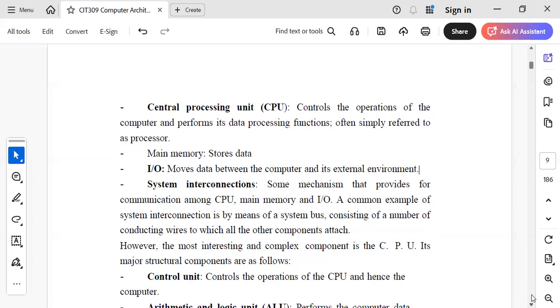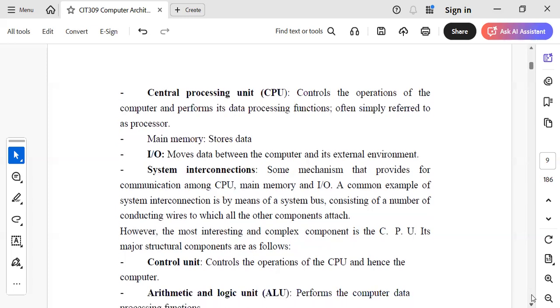So in the structure of computers, we have four divisions. We have the CPU, the central processing unit. We have the system interconnection. For instance, how you connect your keyboard to your CPU, how your monitor is connected to your CPU. If you have a printer, how the printer is connected to your CPU. So each of them are interconnected via several means.